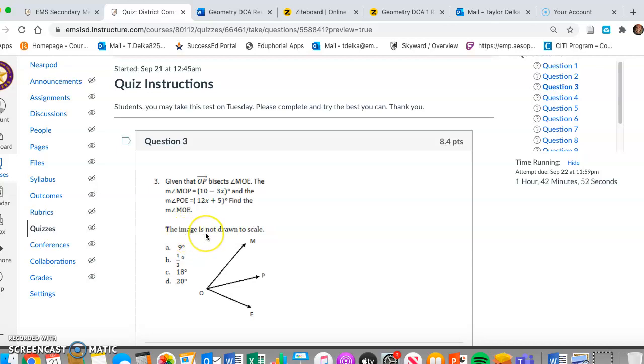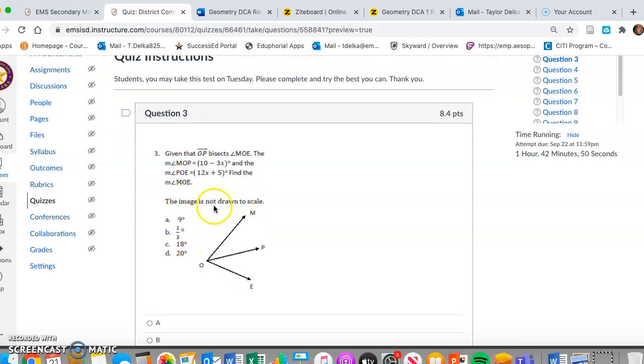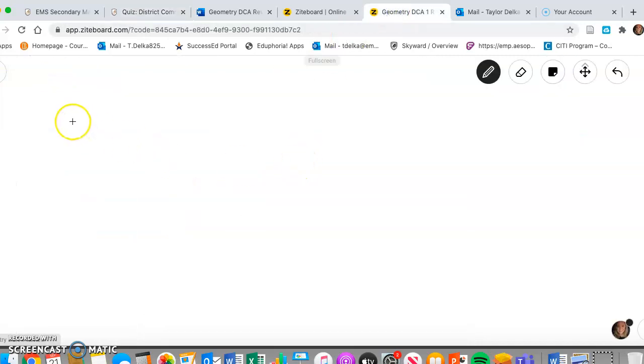It says the image is not drawn to scale, which makes sense, but we do need these two equations to equal each other. So 10 minus 3x, okay. I'm going to write a little smaller on this one. 10 minus 3x.